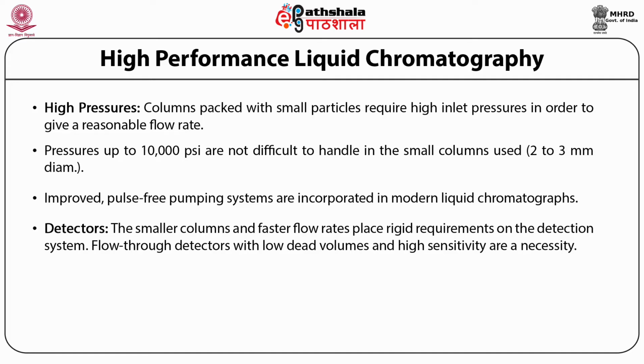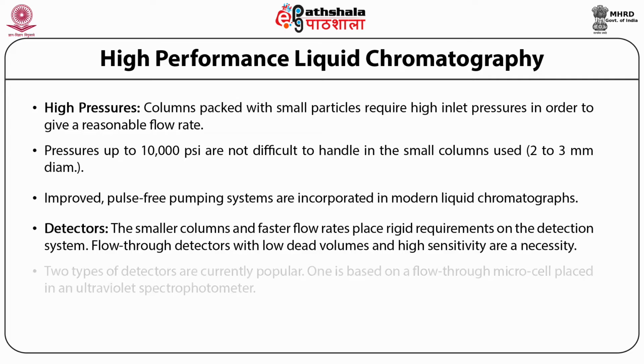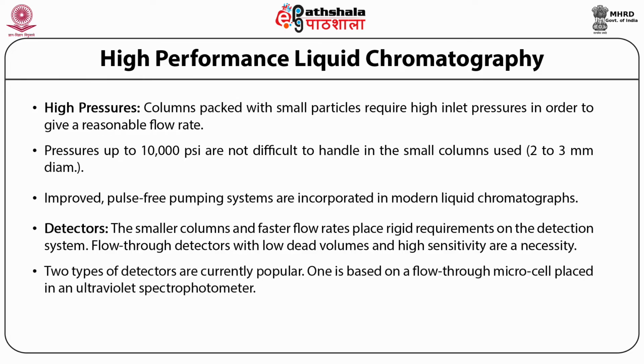Detectors: the smaller columns and fast flow rates place rigid requirements on the detection system. Flow-through detectors with low dead volumes and high sensitivity are a necessity. Two types of detectors are currently popular. One is based on a flow-through microcell placed in an ultraviolet spectrophotometer.